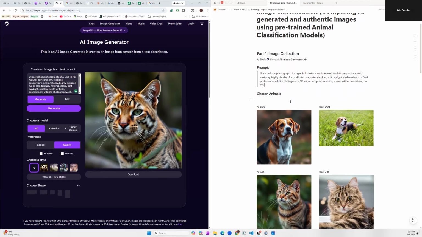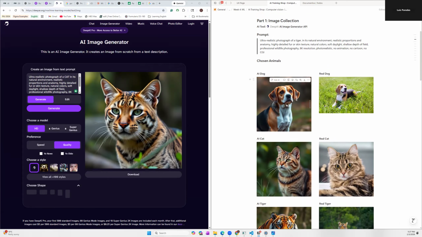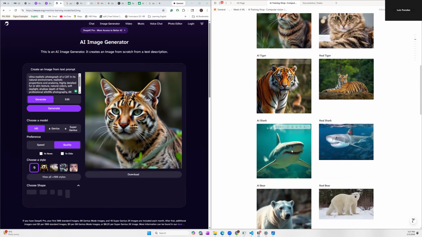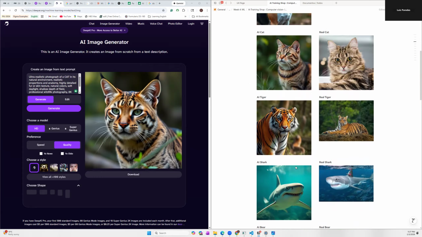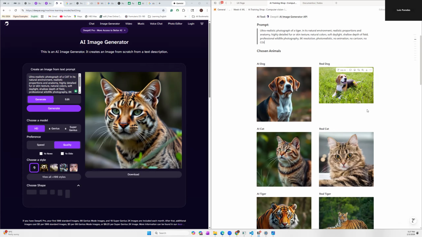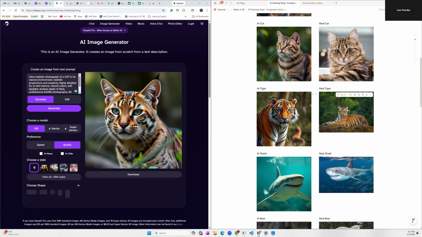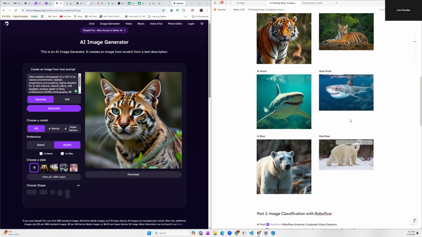I chose 5 types of animals: a dog, a cat, a tiger, a white shark, and a polar bear. Also, I chose random pictures of the same animals from Google: a beagle, a dog, a cat, the same tiger, a shark, and a real bear.